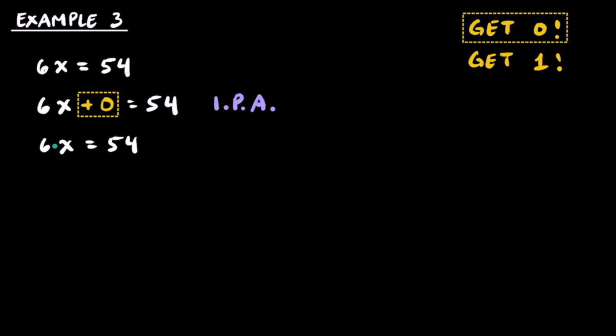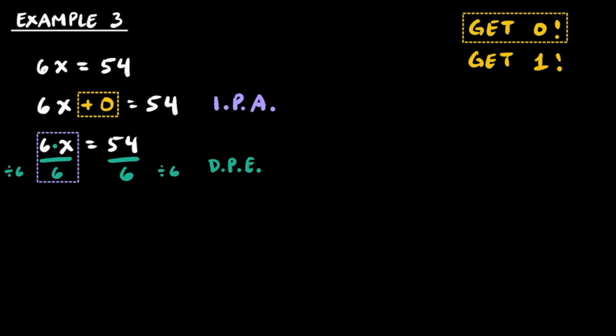So in example 1, when we had addition, we had to use subtraction. In example 2, when we had subtraction, we had to use addition. So in example 3, because we have multiplication, let's use division. We're going to divide both sides by 6. And in case you forgot, writing the fraction bar over 6 really just means that we're dividing both sides by 6. It's just another way of writing division. By dividing both sides by 6, we're using the division property of equality.